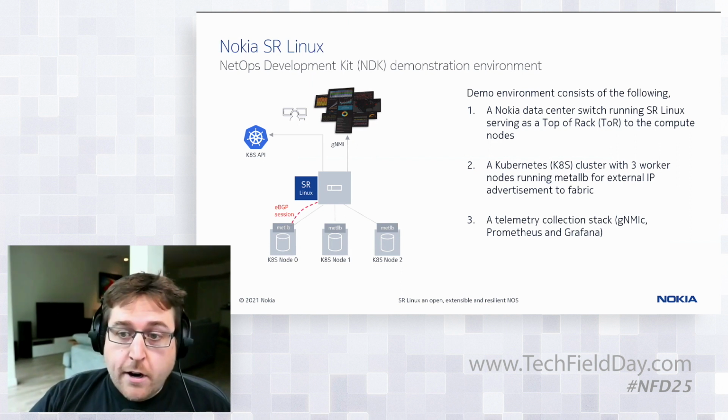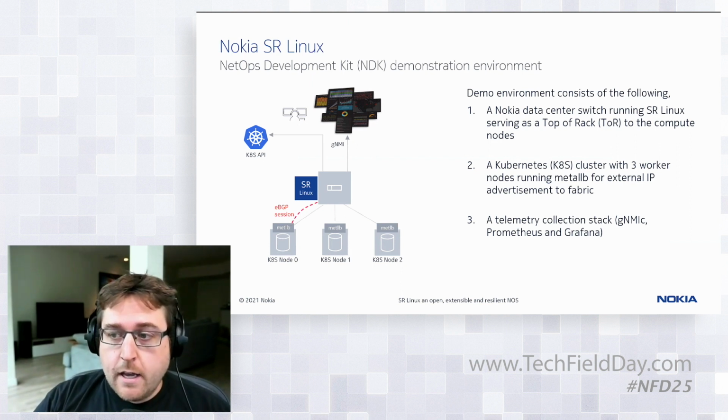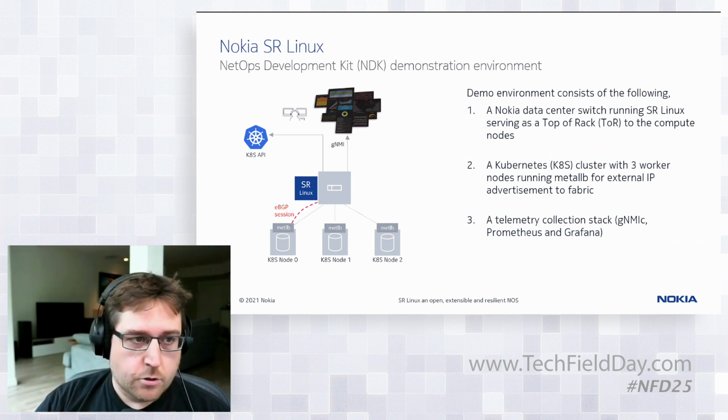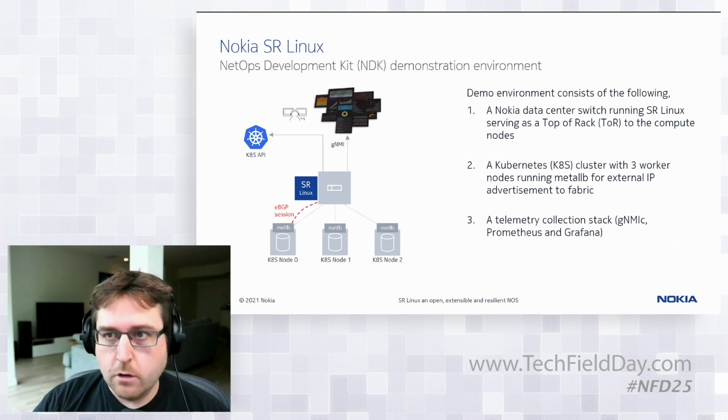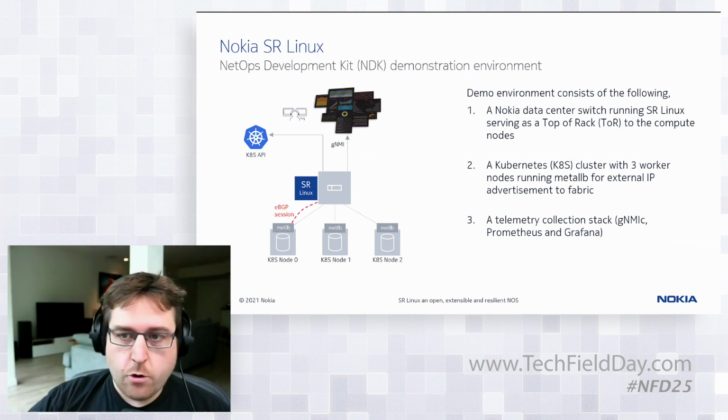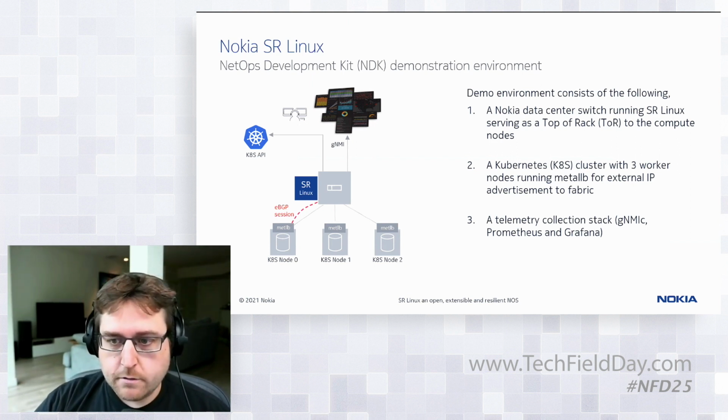And then finally, in the environment, we have a telemetry collection stack. In this particular case, we're using gNMIc as a gNMI collector with Prometheus to store the data and Grafana to display it. So that's just to show the interaction with the northbound interfaces.